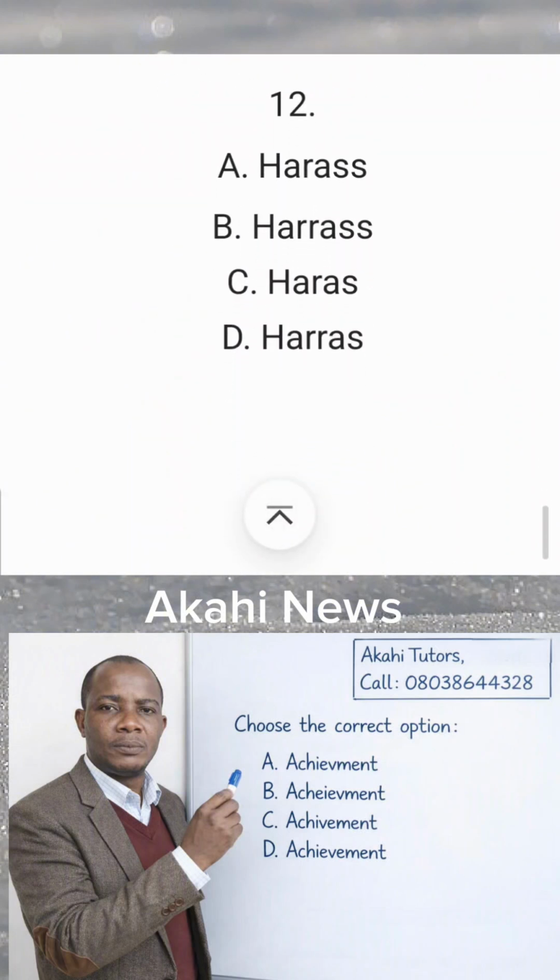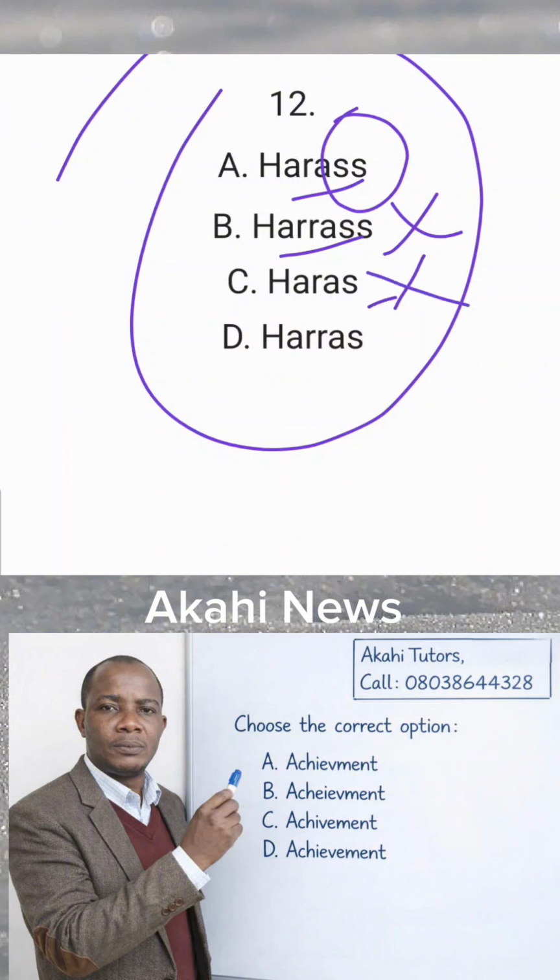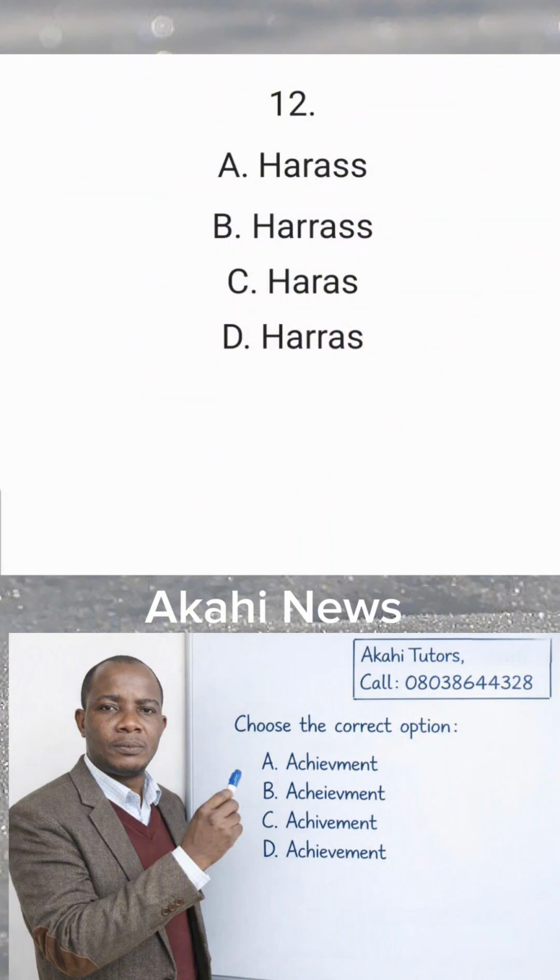So question 12, we are given the word harass. I've just said it. So harass has only one R but double S. So this is wrong. And this is also wrong because this contains only one S. This is also wrong. So our correct answer is in option B.